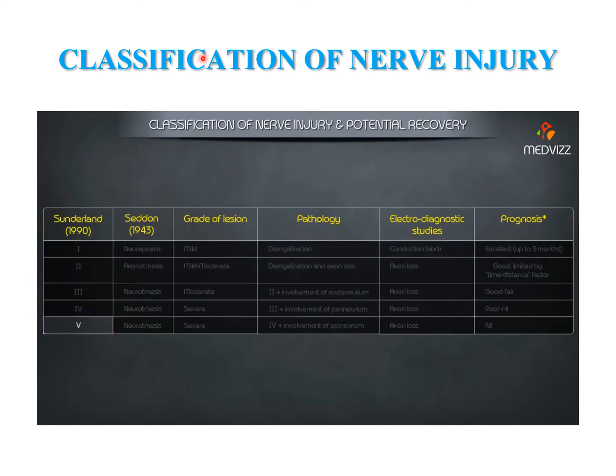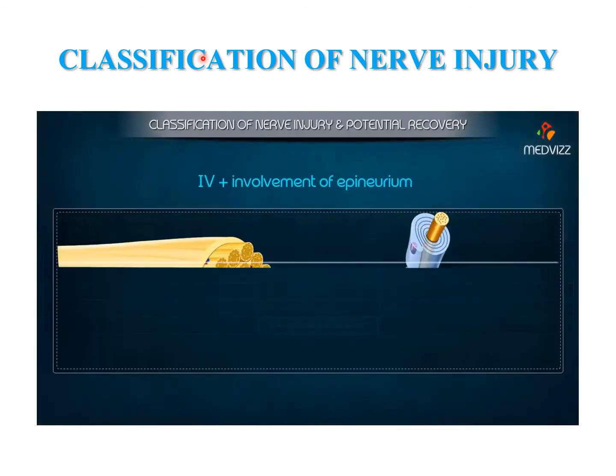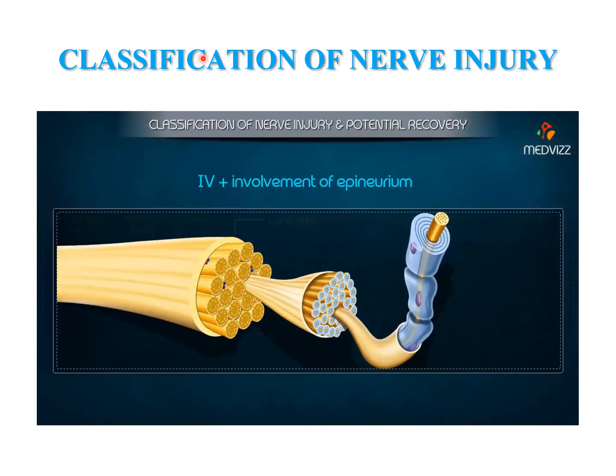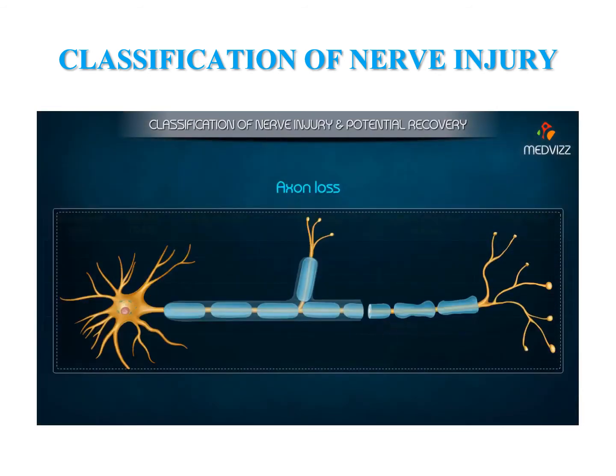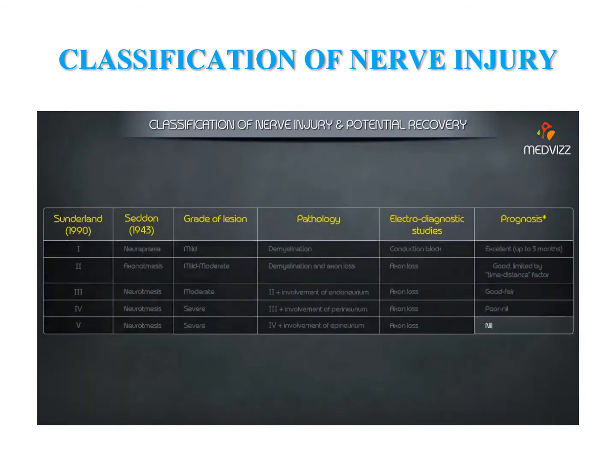Grade 5 of the Sunderland classification corresponds to neurotmesis of the Seddon classification, and the grade of lesion is severe. Pathology is grade 4 plus involvement of the epineurium. Electrodiagnostic studies show axon loss, and the prognosis is nil.